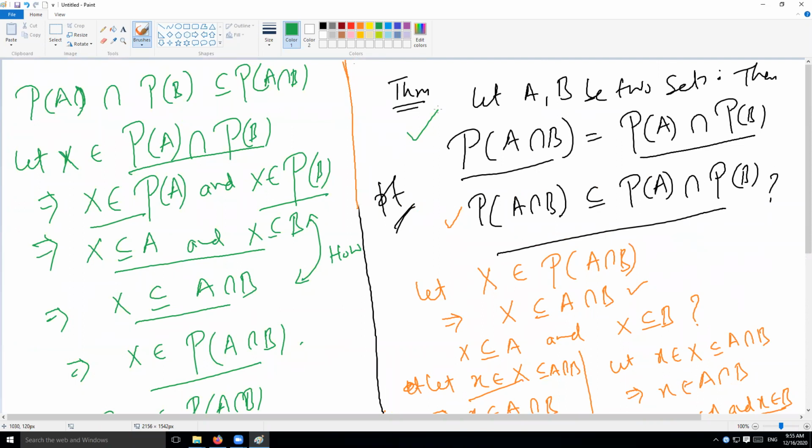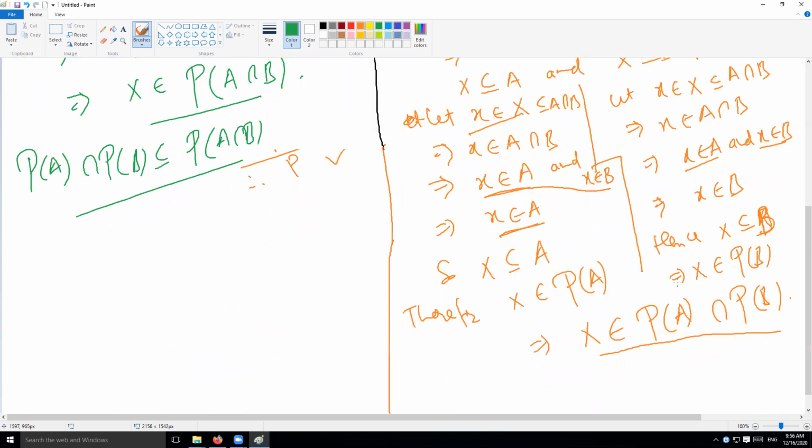So why did I do this exercise? Because there are some exercises in which you have to prove some theorems about power sets. So you should have an introduction about the power set, right?